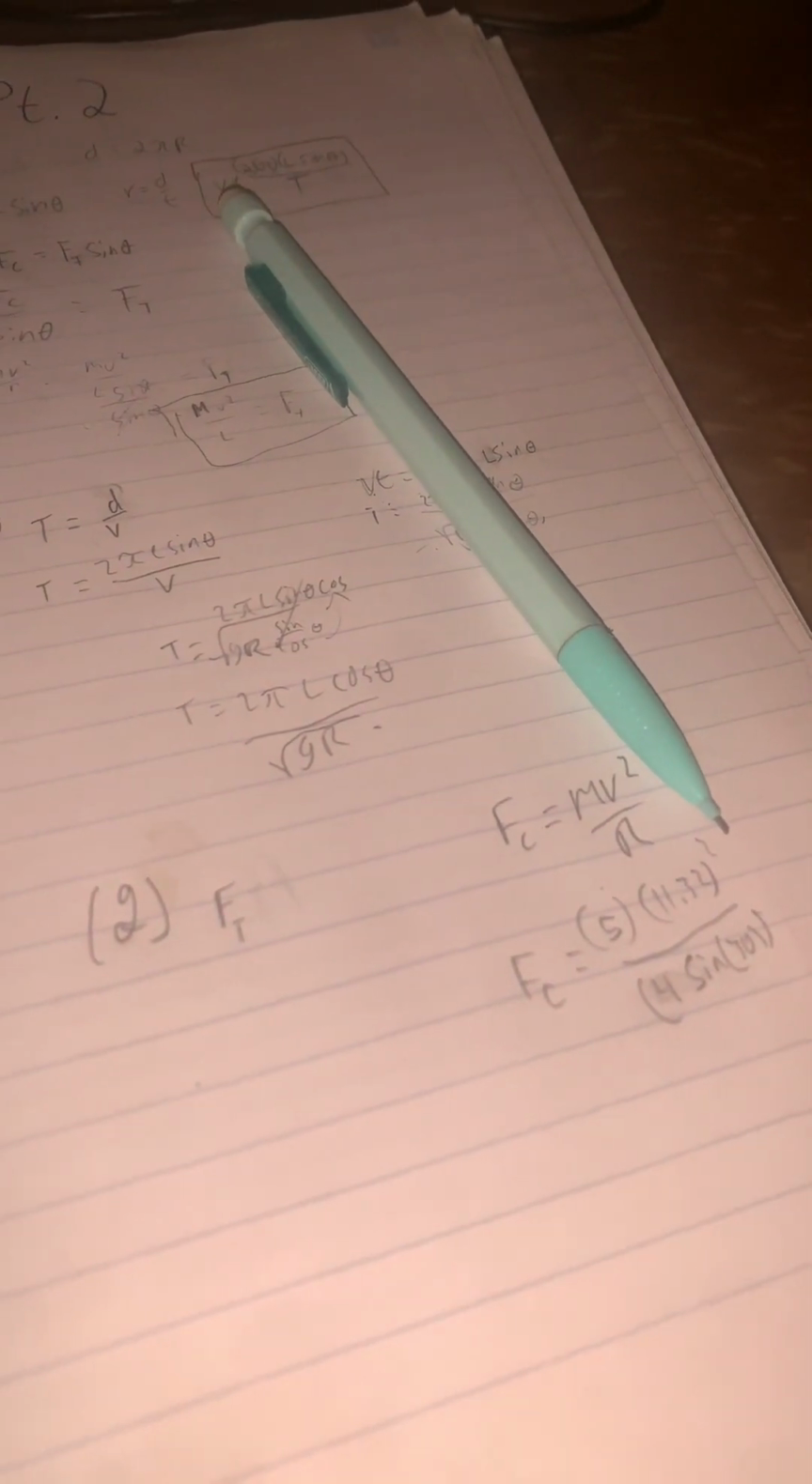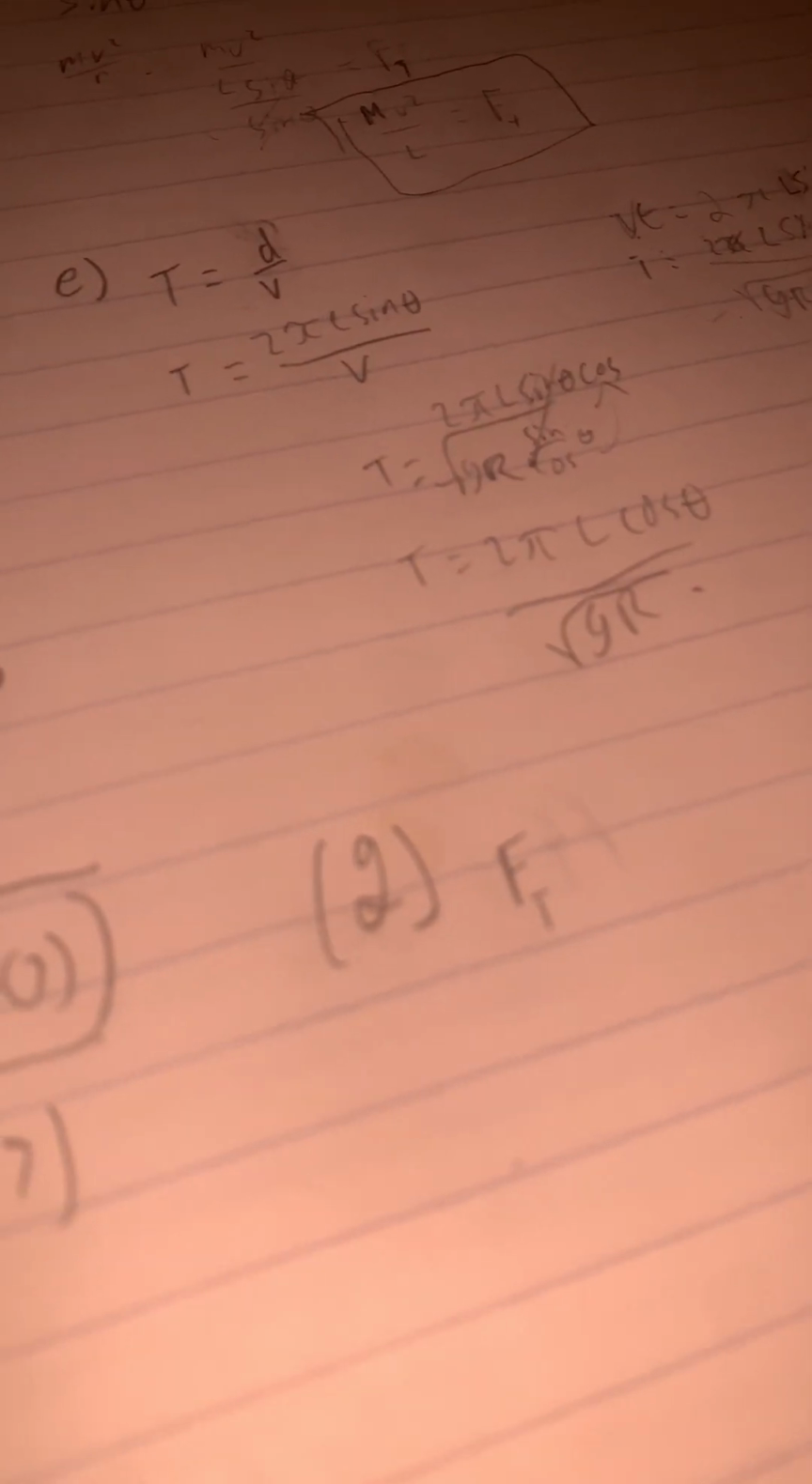We derived earlier that r is equal to L sine theta. So we can write FC as 5 times 11.32, which we found earlier as well, squared, over L sine 30, sorry, 4 sine 30, which is also the same thing as 2. After finding that, we find that FC is 320.36 newtons.